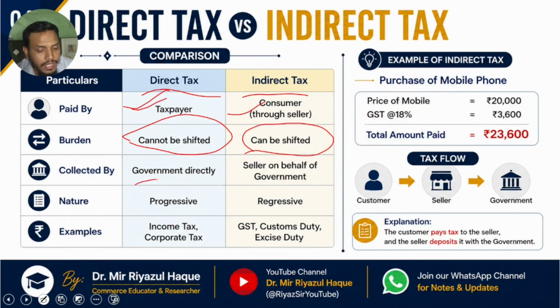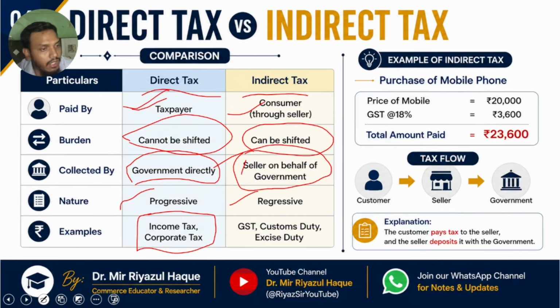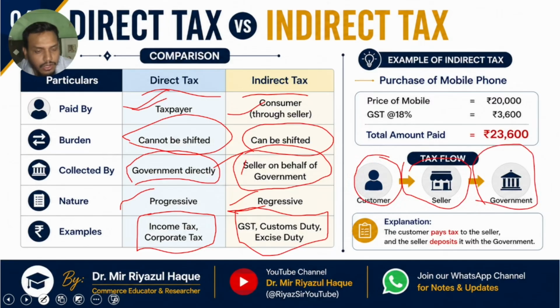The direct tax is collected by the government directly, whereas indirect taxes are collected by the seller on behalf of the government. The direct taxes are progressive in nature, whereas indirect taxes are regressive in nature. The examples of direct taxes are income tax and corporate tax, whereas the examples of indirect taxes are GST, custom duty, excise duty, etc. Here you can see the tax flow. The customer pays tax to the seller and the seller transfers this tax to the government.